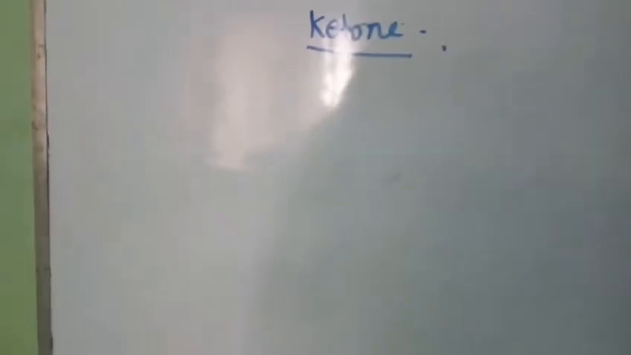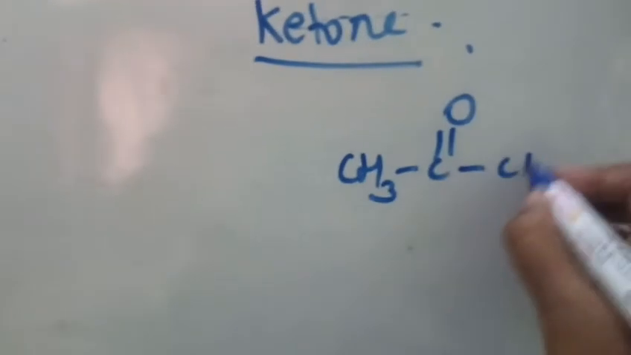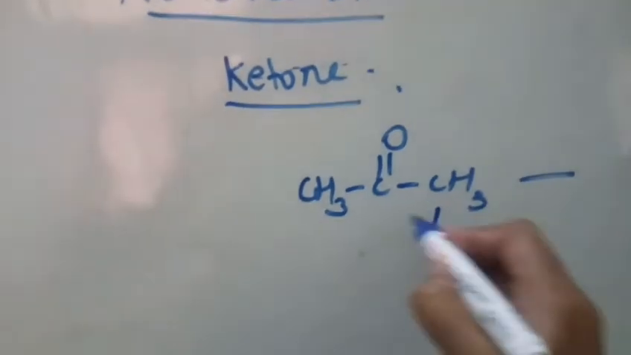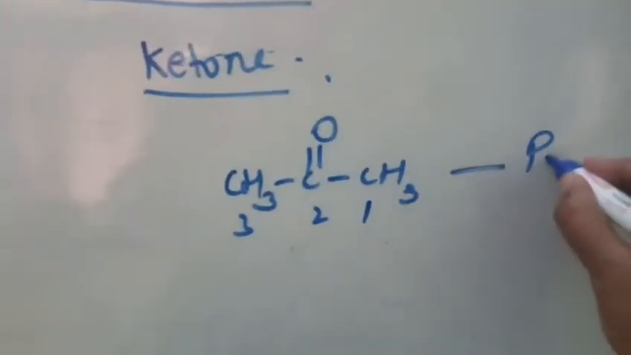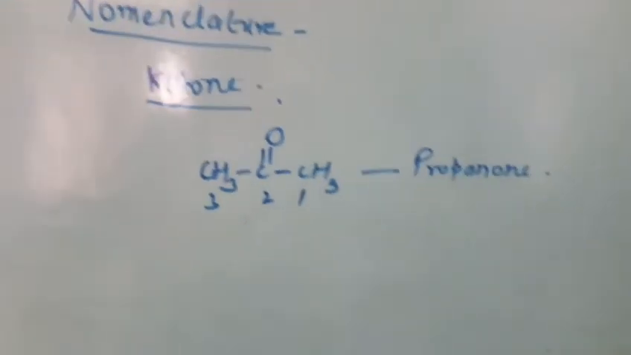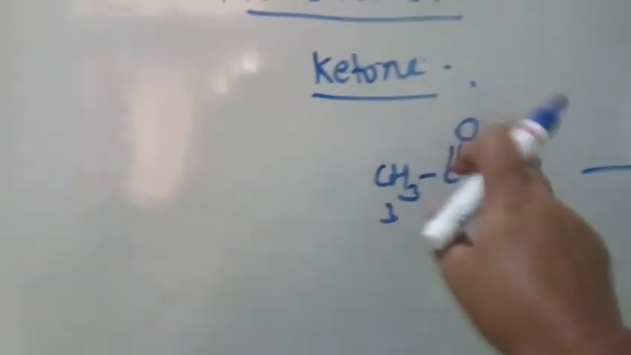In the case of ketones, when you have to name the ketone, you have to add the suffix "one" to it, right? For IUPAC nomenclature, you add "one". Suppose you have the given compound. How many carbons are there? 3 carbons are there, so the name of the compound is propanone, or propan-2-one, right?